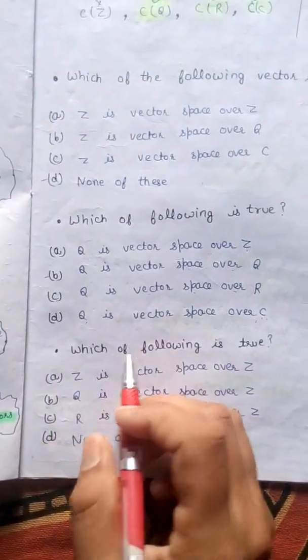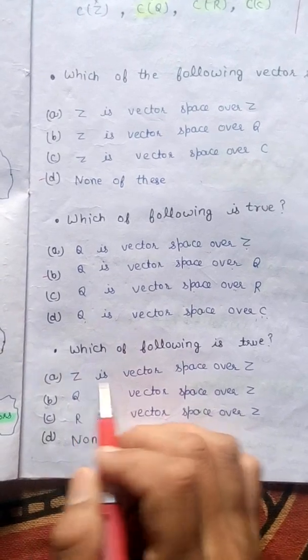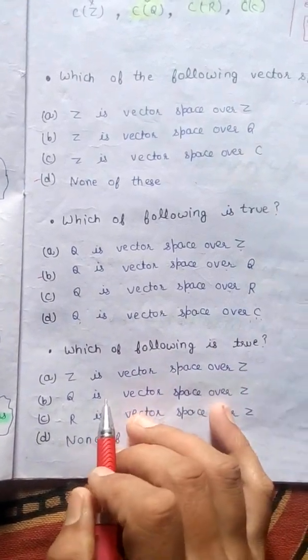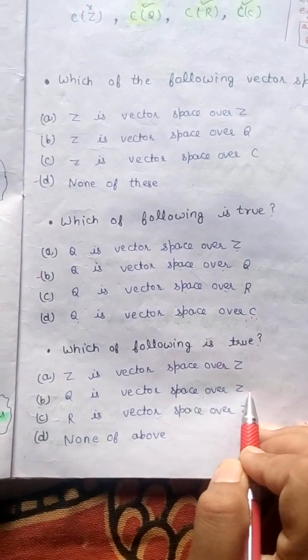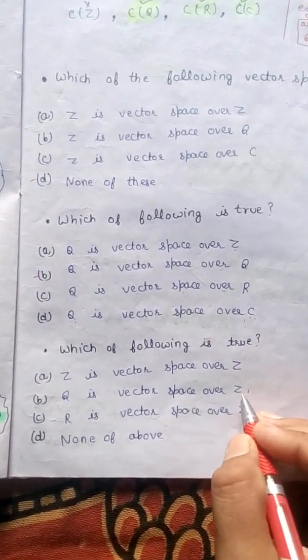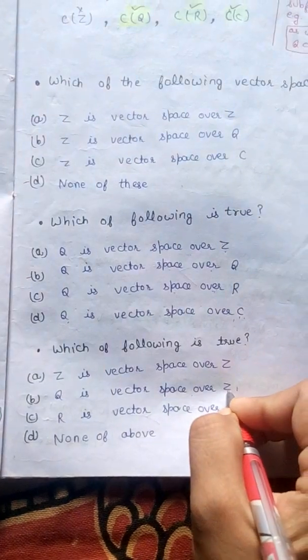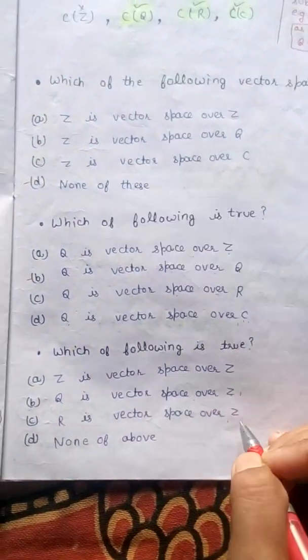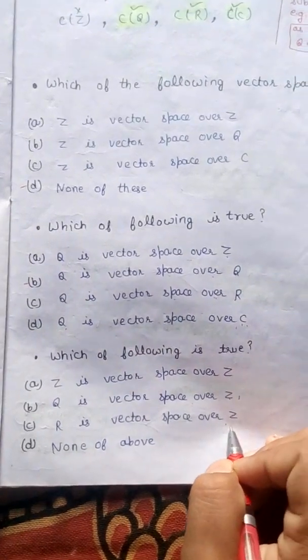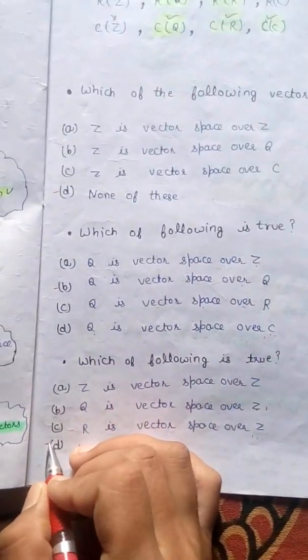Now the next question: which of the following is true? Z over Z is a vector space? No. Q is a vector space over Z? It can't be, because in Z the inverse property does not hold. R is a vector space over Z? Similarly, it can't be a vector space, so the option is none of these.